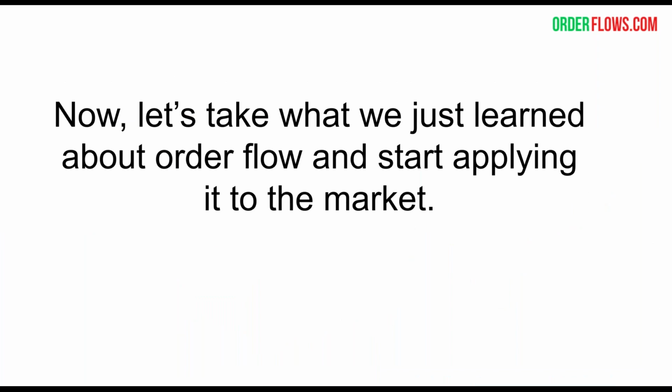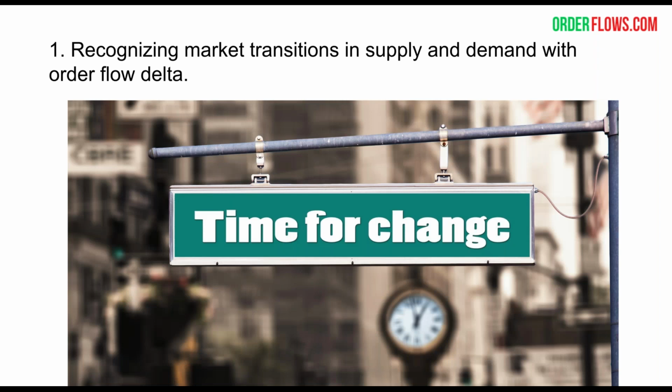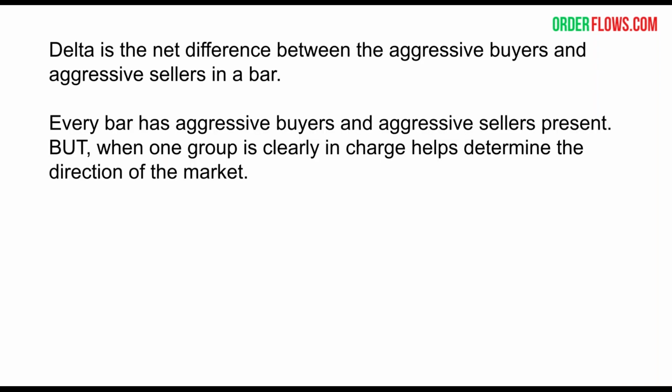So let's take what we've just learned about order flow and start applying it to the market. I'm going to get into the 5 practical uses of order flow in trading that you could take away. And if you have a footprint chart, you can start looking for these situations. The first one is recognizing market transitions in supply and demand with order flow. And like I said earlier, delta is the net difference between the aggressive buyers and aggressive sellers in a bar.